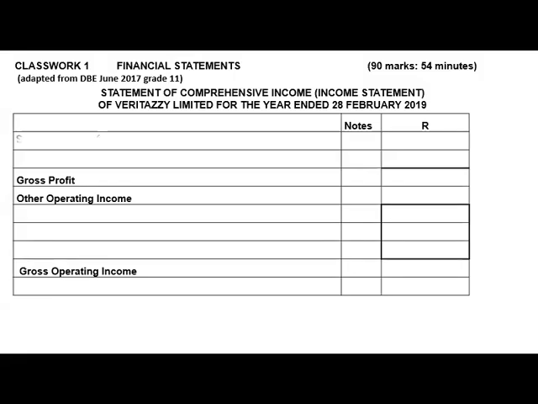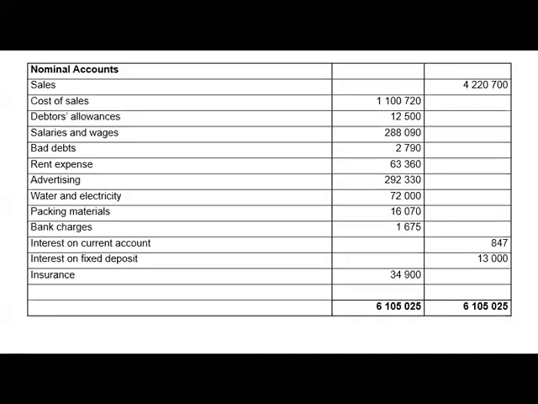That 12,500, I will subtract it from my sales value. I would have sales, which is 4,220,700. Cost of sales, which is 1,100,720. From my sales, I will subtract that 12,500. Okay, let's move on. Still under nominal, what am I going to have? I've got salaries and wages, bad debts, rent expense, advertising, water and electricity, packing material, bank charges, and insurance. All of those will go under expense and operating expenses in the statement of profit or loss.